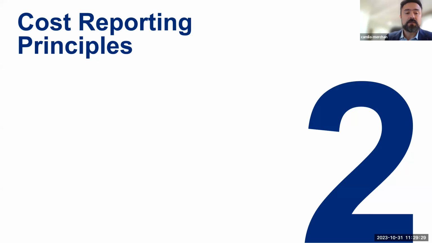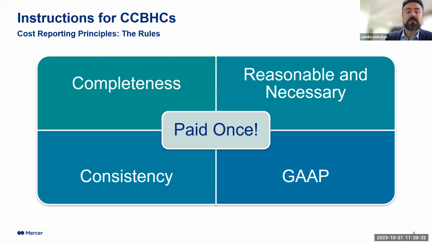the CCBHC services. So this slide is the basic principles that rule the CCBHC cost reporting. As you can see here, there are 4 that are very important. All of them are important, but going over them: completeness, reasonable and necessary. They should be consistent, and they should follow generally accepted accounting principles, GAAP. And very important is that we're not going to double count expenses. So for that reason we want to highlight that they need to be only paid once.